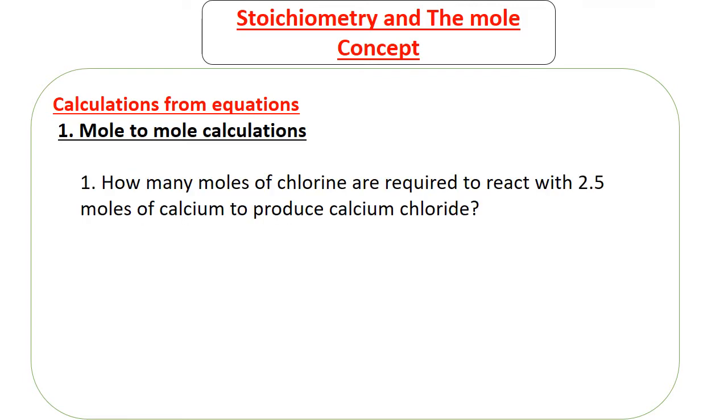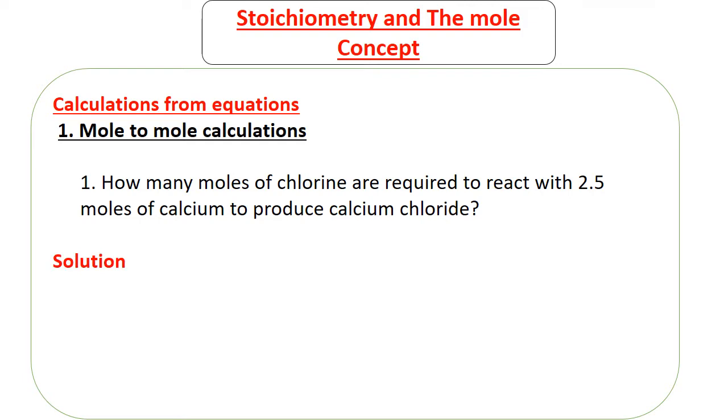So we're going to start. By the way, we're not going to do any kind of studying. We're going to learn through examples, because all the information that is in here comes from the previous video. So the first example is: how many moles of chlorine are required to react with 2.5 moles of calcium to produce calcium chloride? So what you need is a balanced equation for this reaction.